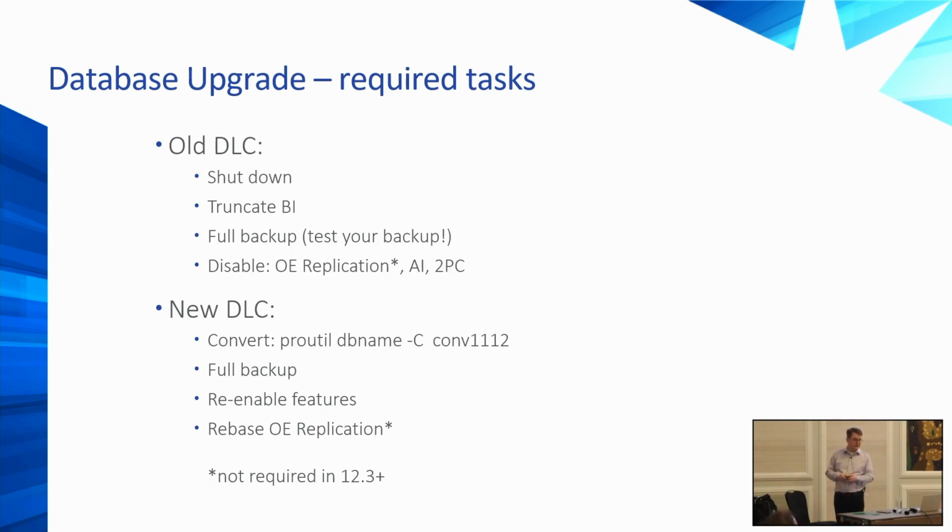And then you do have to, in some cases, disable AI and replication, two-phase commit if you use that. Bit of good news here is if you're going to 12.3 or later, Progress has removed the requirement to disable replication. So that's going to help that process. And then on the new DLC, you're going to run the conversion utility, take another backup, and then re-enable any features that you disabled. And that's really it in terms of what you have to do with the database.